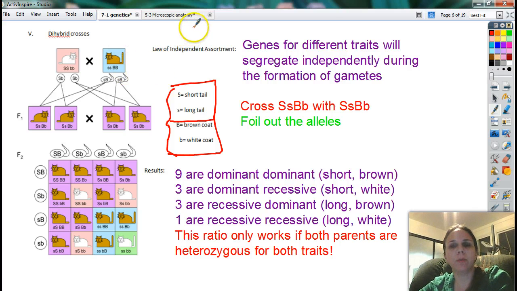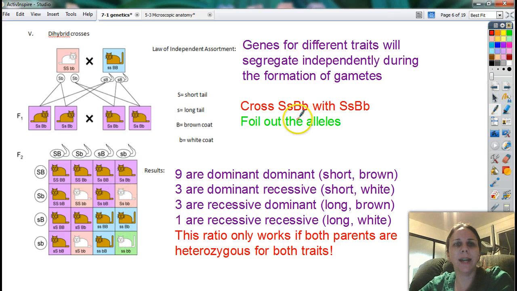So again, he performed some experiments with pea plants, not with cats. And what he found out was that they weren't tied together. See, I can have a brown cat with a short tail or a brown cat with a long tail. I can have a white cat with a short tail, or I can have a white cat with a long tail. And how we do the dihybrid cross is very similar to doing the Punnett squares with a monohybrid. First thing we need to do is to figure out how to separate everything.